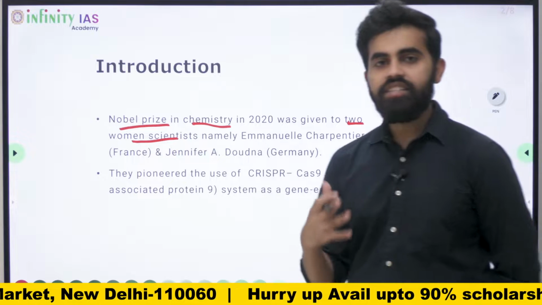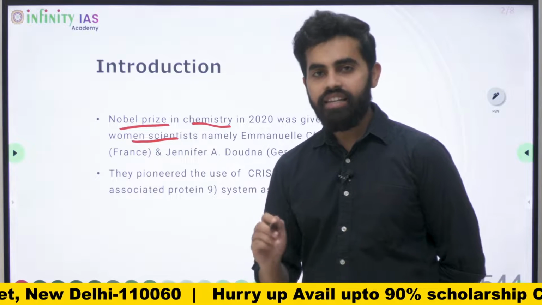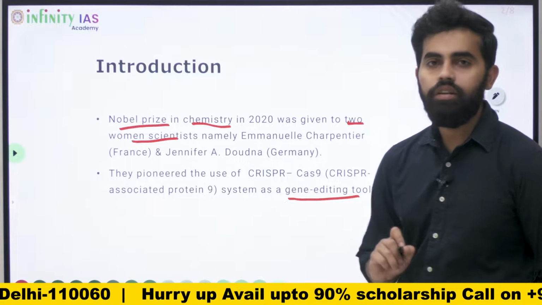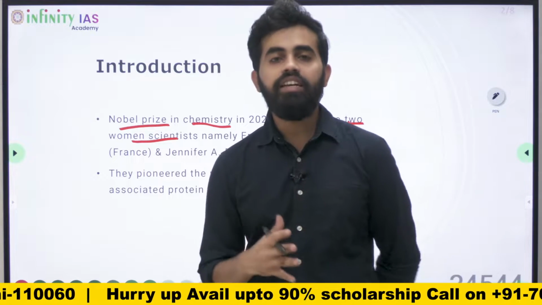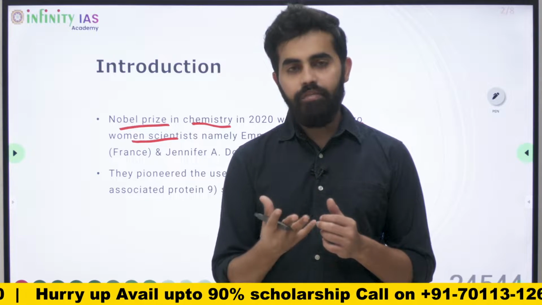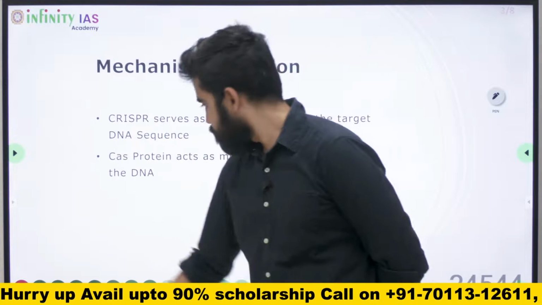So what is CRISPR CAS system? CRISPR CAS system is a gene editing tool. CRISPR CAS system is used to edit genetic material in any animal or human cell.